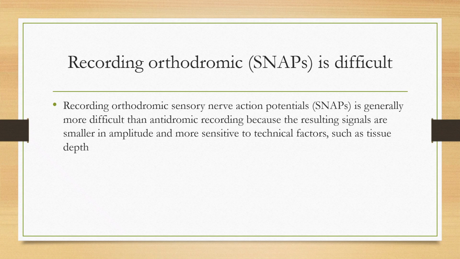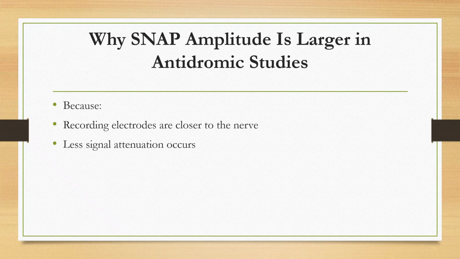Recording orthodromic SNAP is difficult. Recording orthodromic sensory nerve action potential is generally more difficult than antidromic recording because the resulting signals are smaller in amplitude and more sensitive to technical factors such as tissue depth. Why is SNAP amplitude larger in antidromic studies? Because recording electrodes are closer to the nerve and there is lesser signal attenuation.